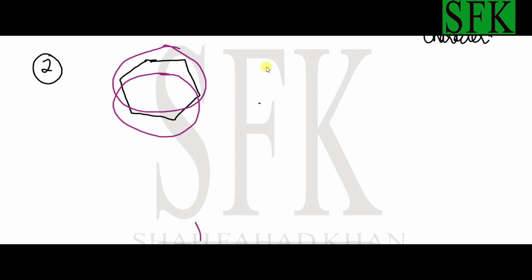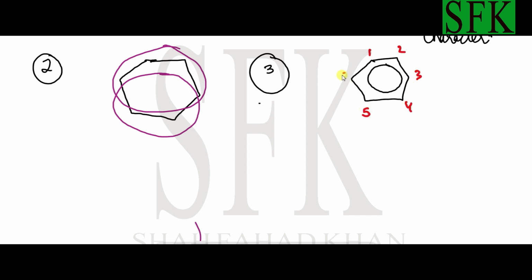Now the last point, and a very important point on the structure of benzene, is that all these carbon atoms, okay, this is our benzene over here, and if I number the carbons 1, 2, 3, 4, 5, and 6, all the carbon atoms are sp2 hybridized. All the carbon atoms are sp2 hybridized.